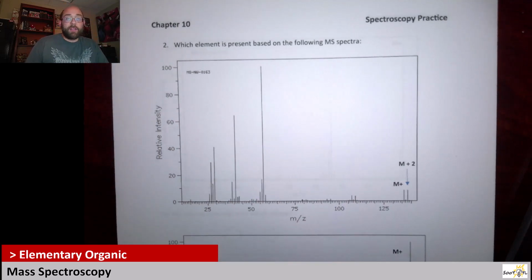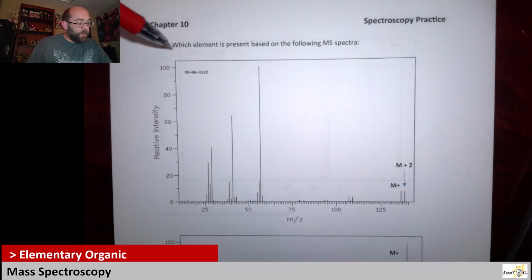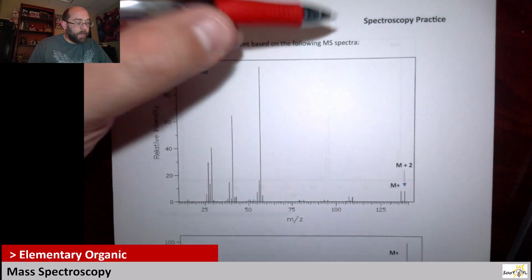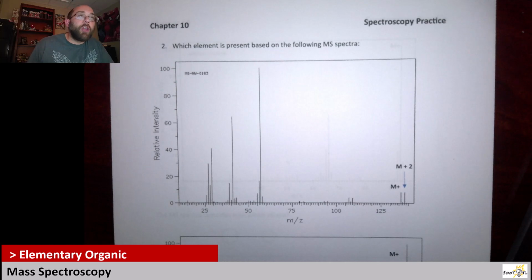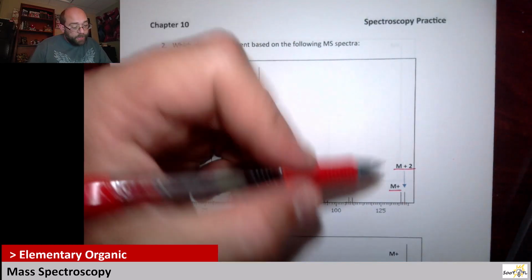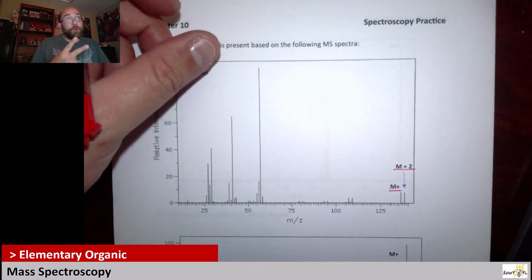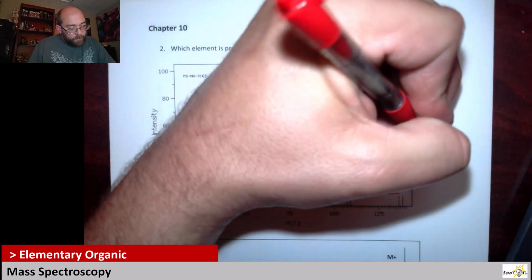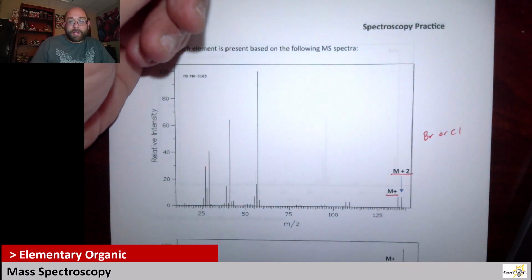All right, in looking at this first one, the first two or three ask us to identify which element is present based off the following MS spectra. It really just wants an element other than carbon and hydrogen. So what element other than carbon and hydrogen is present? Well, these two peaks right here, the parent peak and then the parent plus 2 peak, can actually help us because there are two elements. It's either bromine or chlorine that would give us these prominent M and M plus 2 peaks.